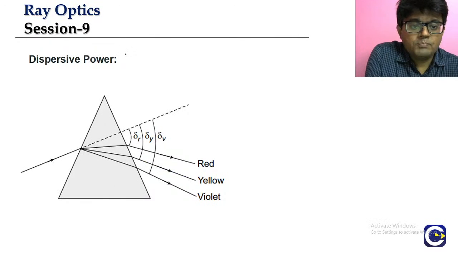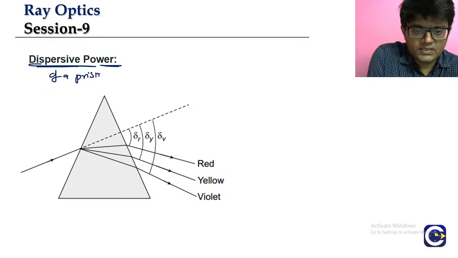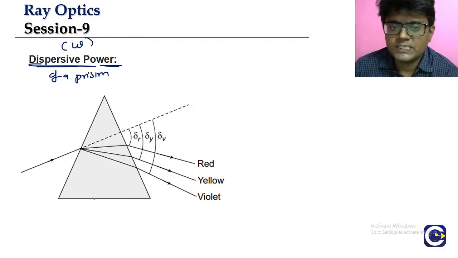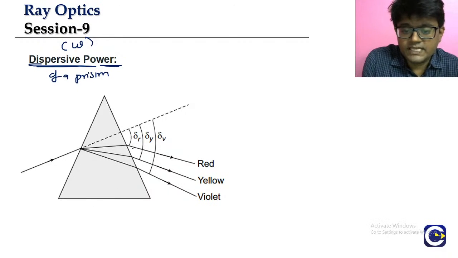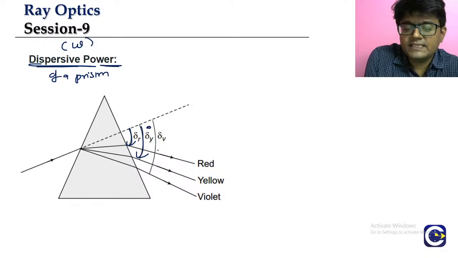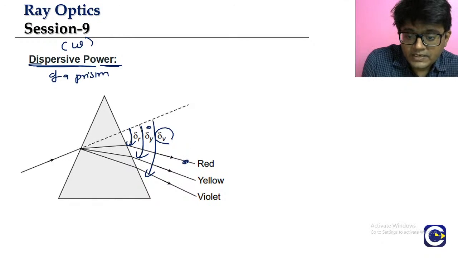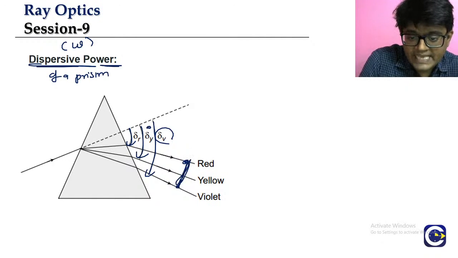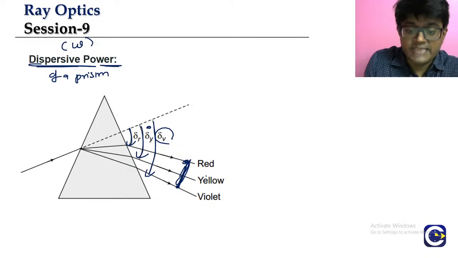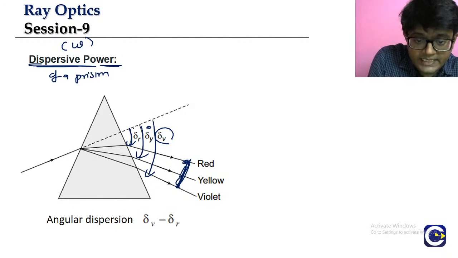Now in this we have one more important term which is called the dispersive power. Dispersive power of a prism. Generally we represent this with the symbol omega. What is the symbol that we use for dispersive power? Omega. So like we were seeing in the previous visualization, this is the delta R. Mean deviation is given by delta yellow. Highest deviation is delta violet. Now from red to violet, if you want to measure this angle, what is this angle going to be? The delta violet minus delta red.